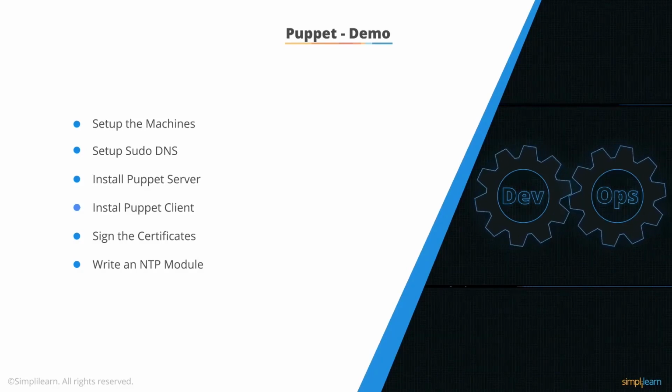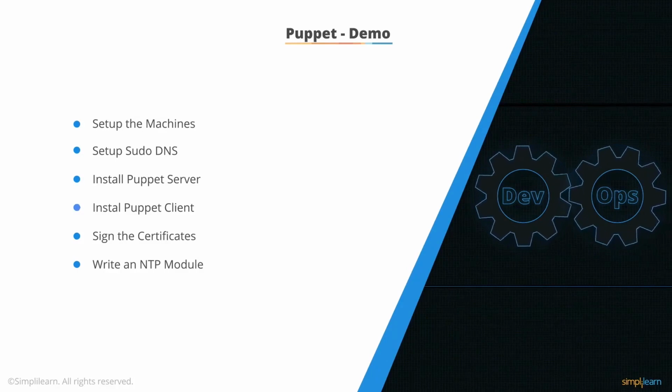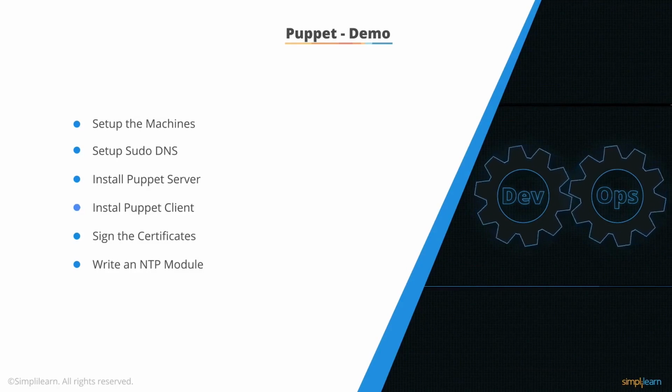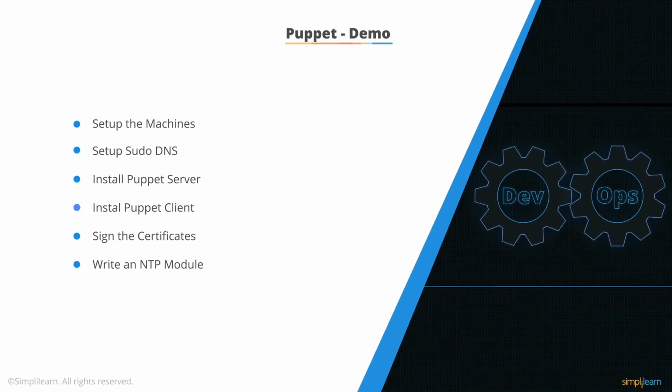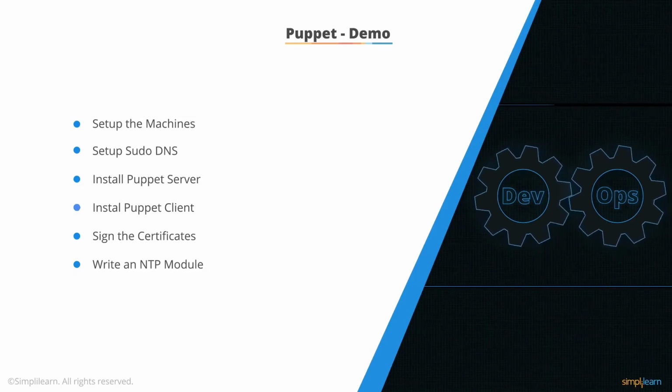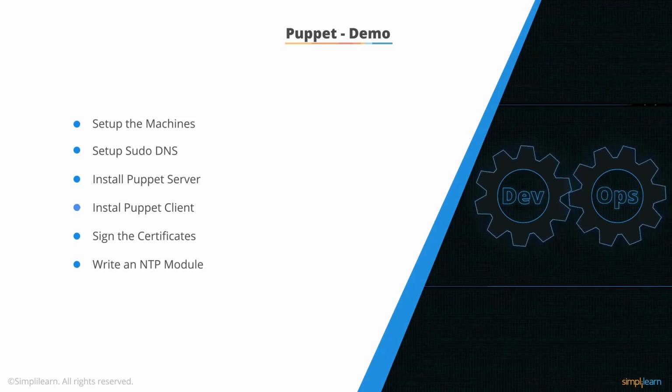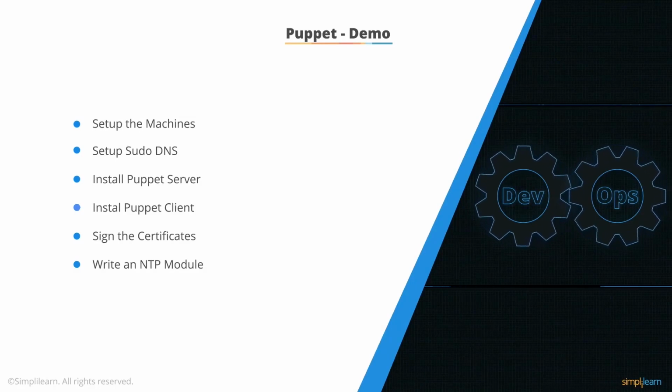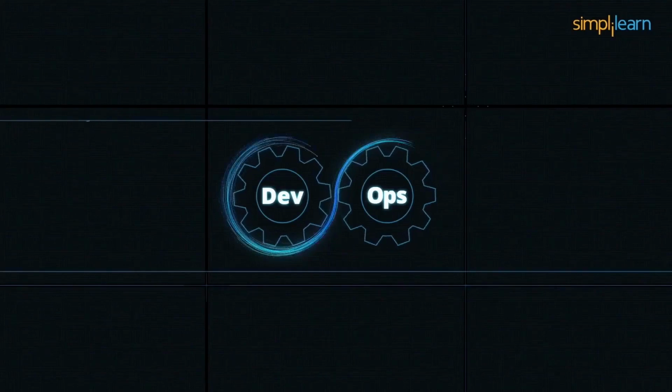Now, we are going to look at a demo here. So we will be setting up the machines. We'll set up a sudo DNS locally because Puppet requires a fully qualified domain name in order to run, since there is a certificate communication taking place here. We will be installing the Puppet server and the Puppet client. We'll be signing the certificate, and finally we will write an NTP module and make it run.